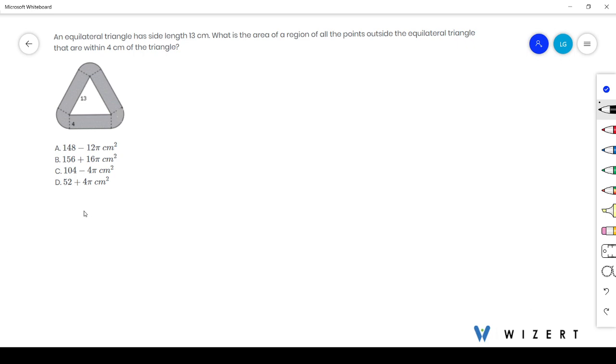Our question is, an equilateral triangle has a side length 13 centimeter. What is the area of a region of all the points outside the equilateral triangle that are within 4 centimeter of the triangle?